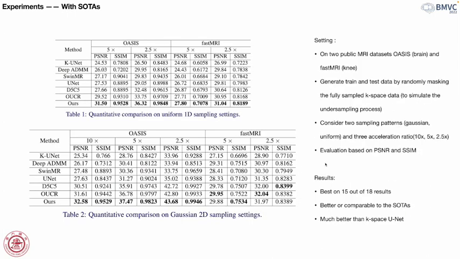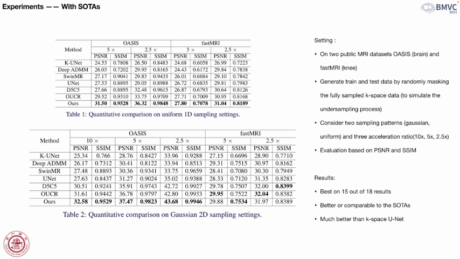We now demonstrate some experiment results. We conduct experiments on two public MRI datasets, the Spring MRI dataset and the fastMRI knee dataset. To generate training and test data, we randomly masked the fully sampled K-space data to simulate the undersampling process, following the convention of previous works.